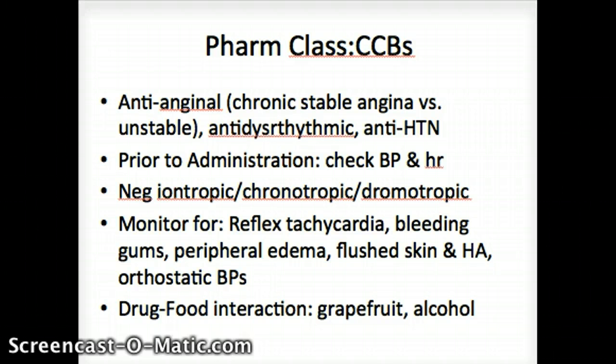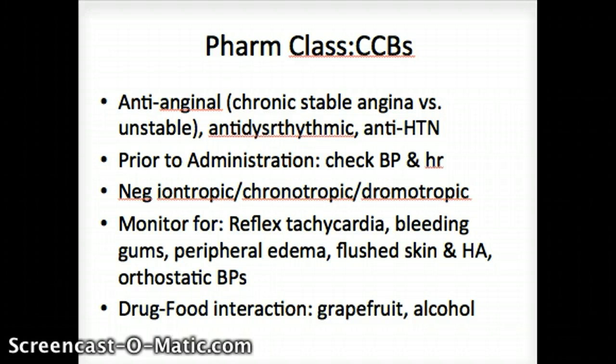Another big one is if we're using this as an anti-anginal, we want them to keep an angina diary and include the frequency and severity of their angina attacks, because when I go to evaluate, I want to know is the number of attacks or the severity of attacks going down? Is it staying the same? Because then this drug's not the right drug or the right dose, for example.